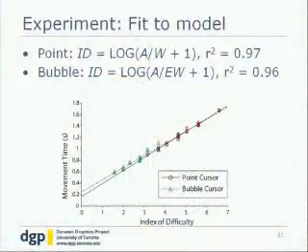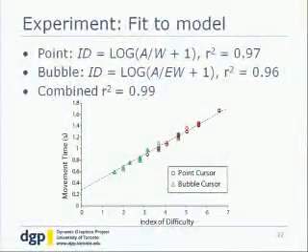In terms of modeling, you can see that we get a really nice regression fit to the data with both the point cursor, which we knew would happen because it's just traditional Fitts' law, but also with the bubble cursor, where we're taking the effective width and plugging that into the Fitts' law equation. And when we combine the data together, we also get a nice R-squared value, which is showing that basically selecting a target with the bubble cursor is just as easy as selecting it with a traditional cursor, but selecting that surrounding area.